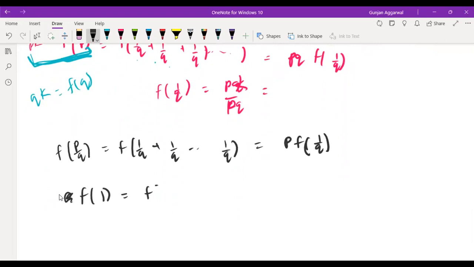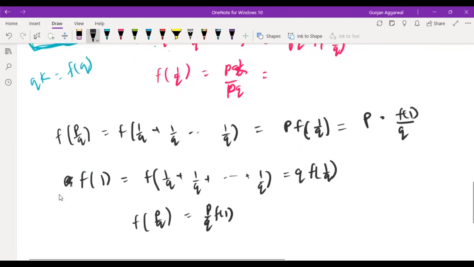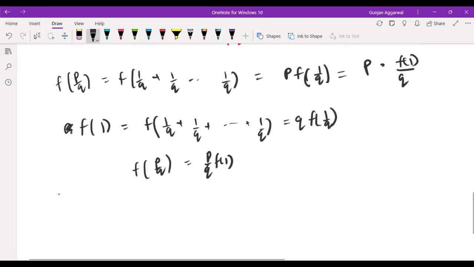It is right, I agree to this. But I'm asking, how will f of 1 equal? f of 1 equals 1 by q plus 1 by q, q times, right? Yes. So it's q f of 1 by q. Then we can just take q out. Yes, exactly, makes sense. So f of p by q is p by q f of 1. Does that make sense? Yes, it makes sense.